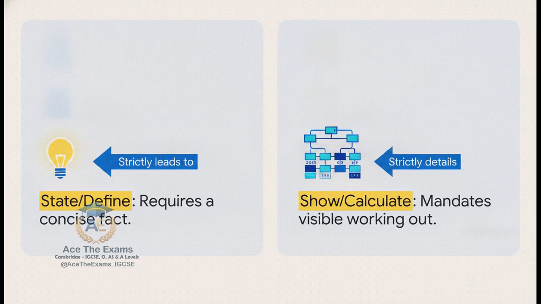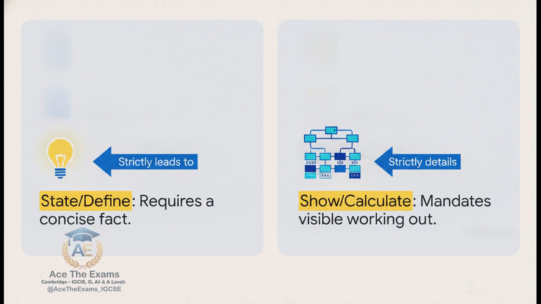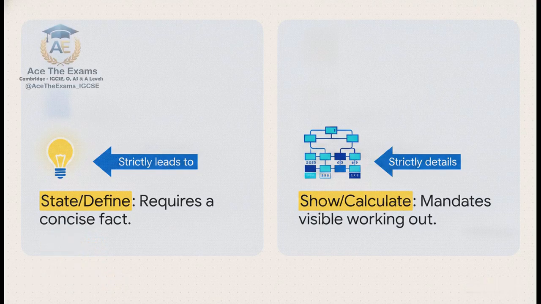If a question says state or define, it just wants a concise fact. Easy. But if the question says show or calculate, it mandates a visible working out process. If you treat a show question like a state question, you lose. The wording isn't just a friendly suggestion, guys. It is literally the rulebook.